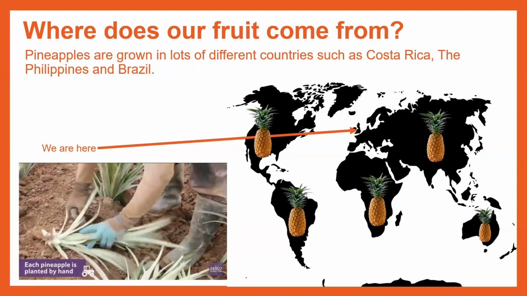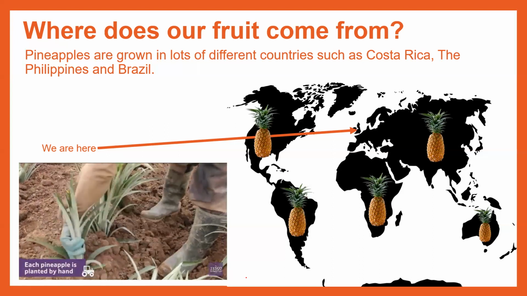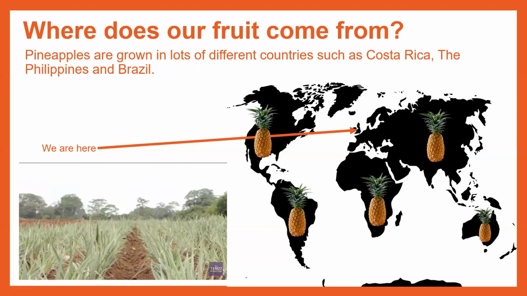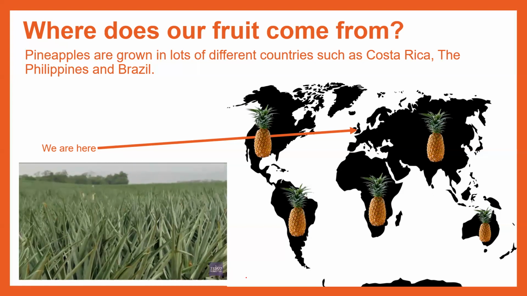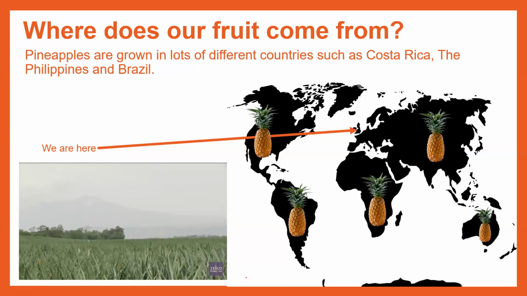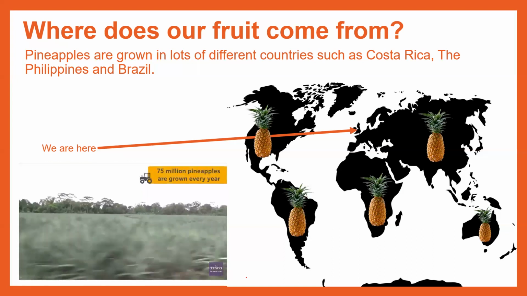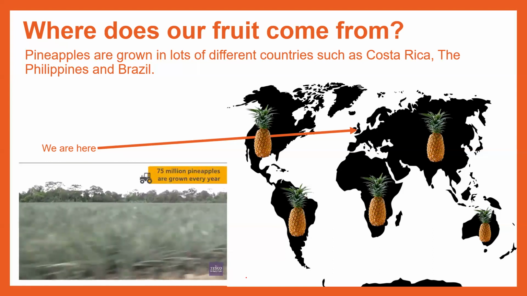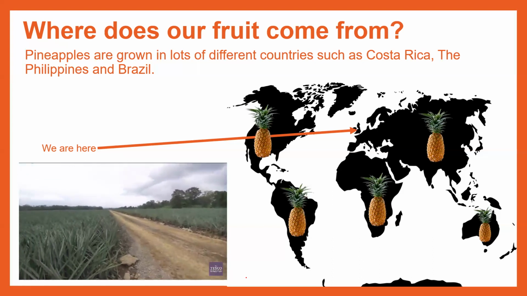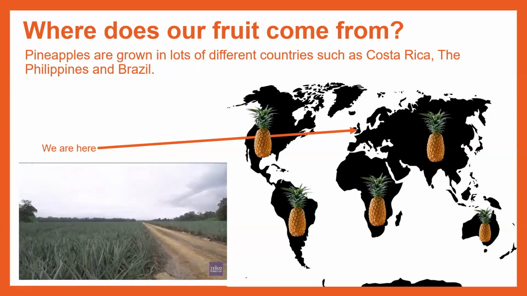Each pineapple is planted by hand, with equal space between them. It's important for the plants to develop at the same rate, so they all get the same amount of nutrients and sunlight, enabling them to grow to be roughly the same size. On this farm, around 75 million pineapples are grown every year. It takes 8 months of growing before the plants are ready for the next stage.